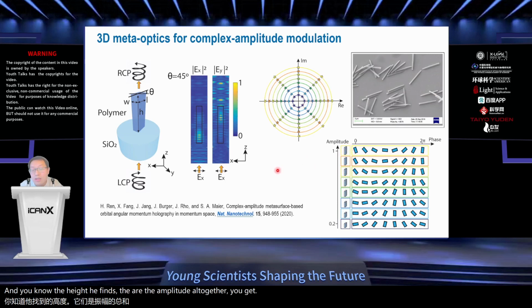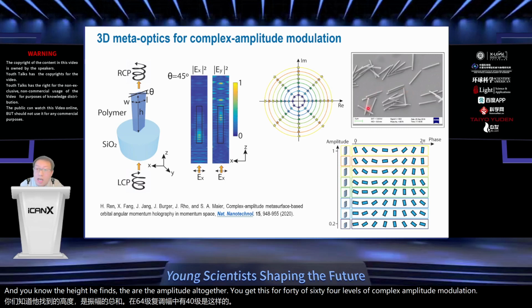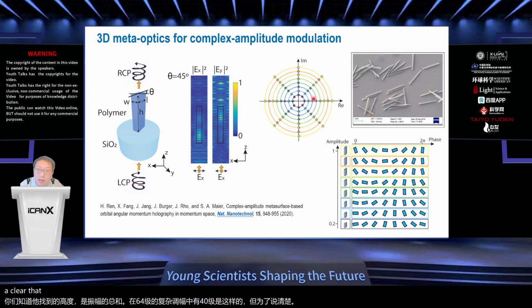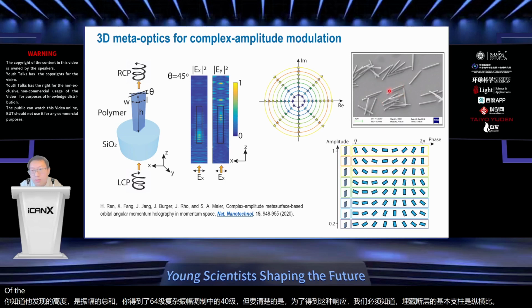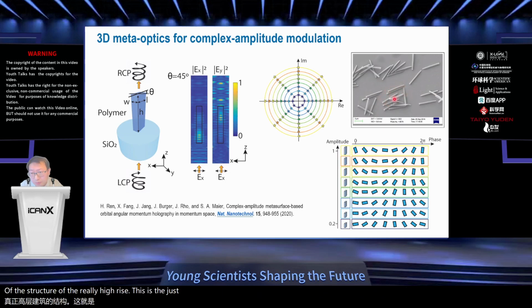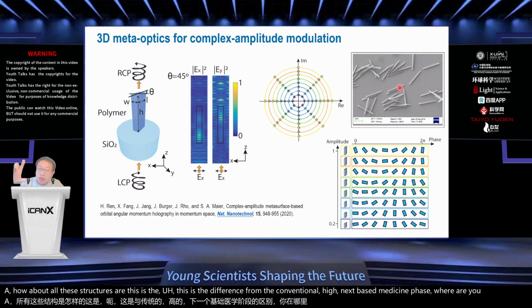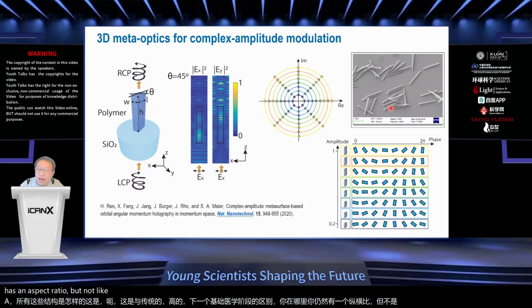Altogether, you get this 64 levels of complex amplitude modulation. But just to be clear, in order to have this kind of response, we have to make this low index polymer pillar very tall. So the aspect ratio of the structure is really high, right? This is the tilted-down view of the structures put onto the surface, just showcasing how tall these structures are. This is the difference from the conventional high index based metasurface, where you still have a high aspect ratio, but not this high.